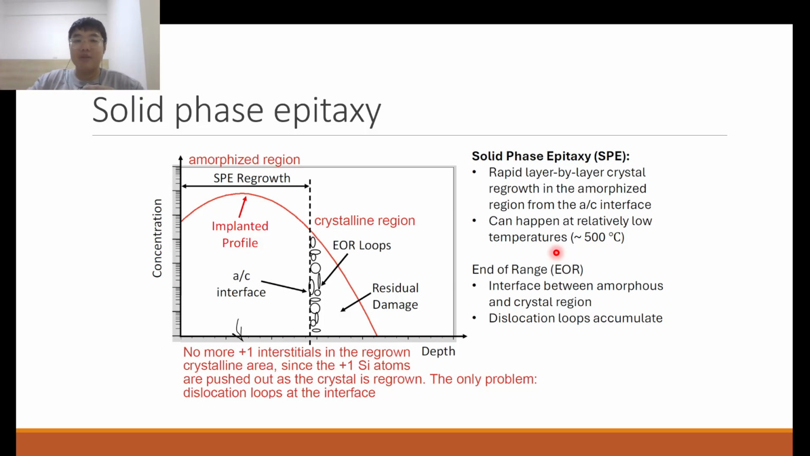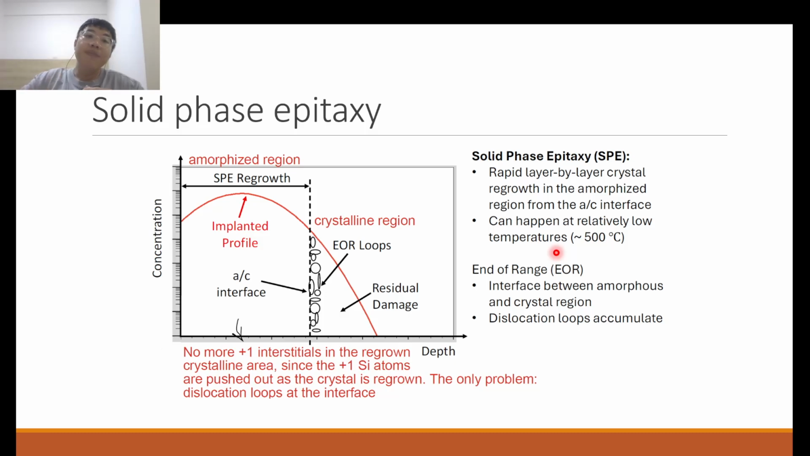So what happens with this amorphized silicon? Actually, you do not have to worry, right? Because there's something called solid phase epitaxy that can happen. So it's actually a rapid layer by layer crystal regrowth in the amorphized region, where the crystal rearranges itself back into the crystalline state in the amorphized region. And this can happen at relatively low temperature, so it's not too much of a concern.